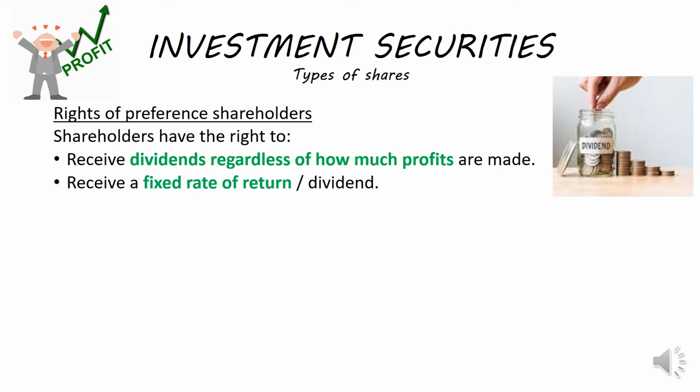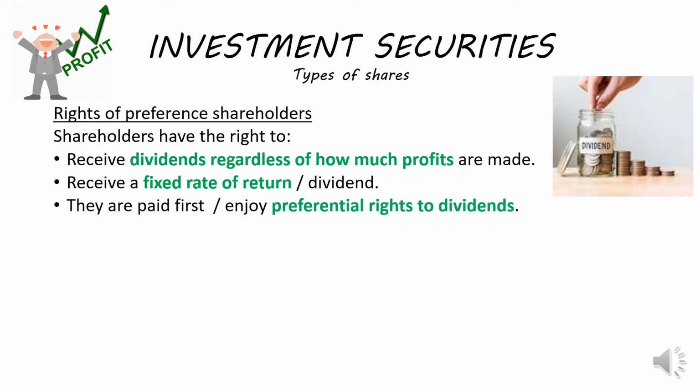Right, so the next right of a preference shareholder is that they have a right to receive a fixed rate of return. In other words, as I said, the dividend that they receive does not depend on the amount of profit the company is making. At the time of buying the preference shares, there will be an agreement with regard to the dividend that you will be receiving, and the dividend will be the same regardless of how much profit is being made. So this is kind of a guaranteed income.